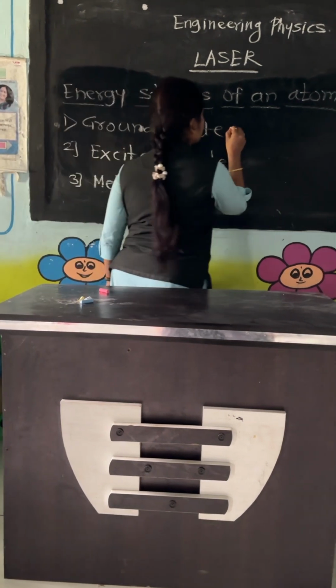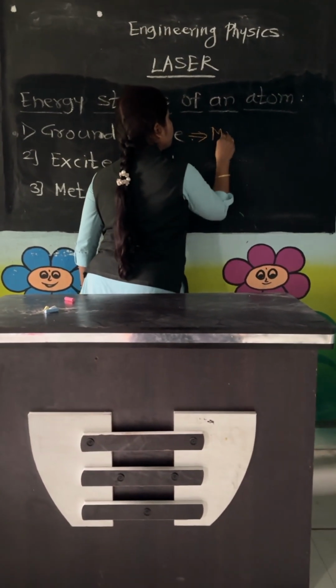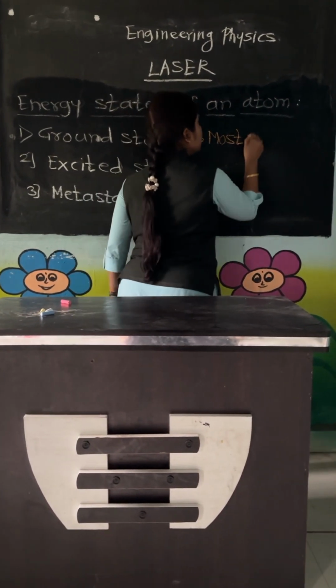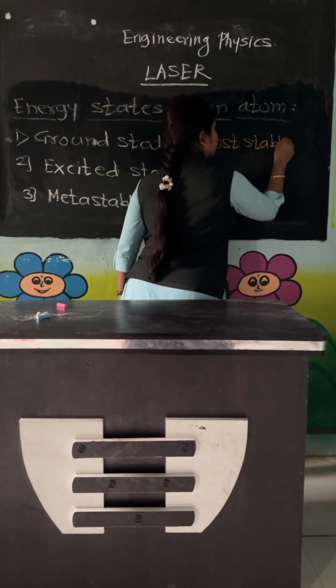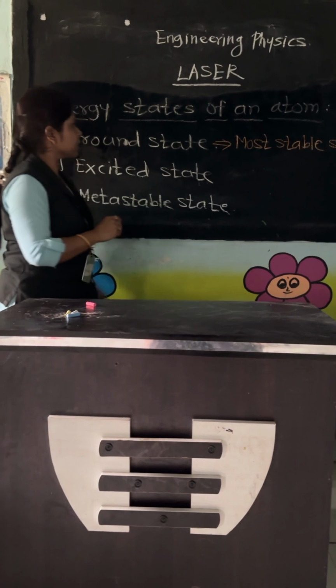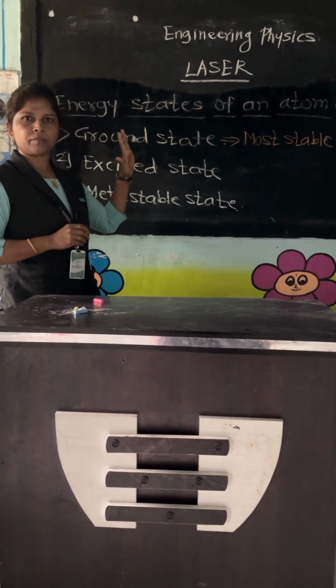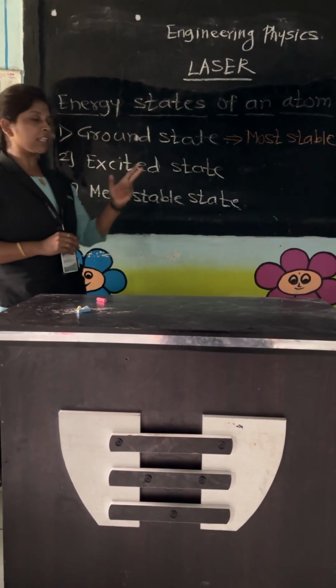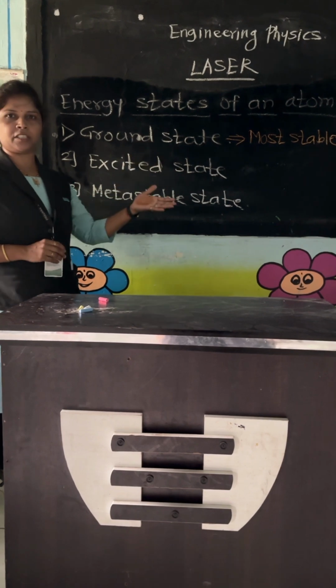So, ground state is what? Most stable state, and it is the lowest state. Clear? Now the second one is excited state.